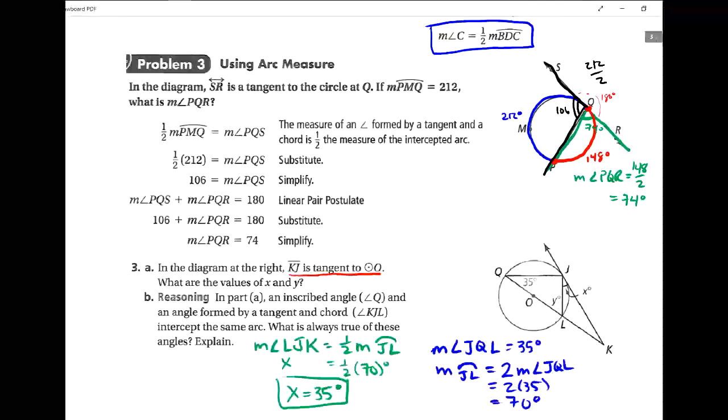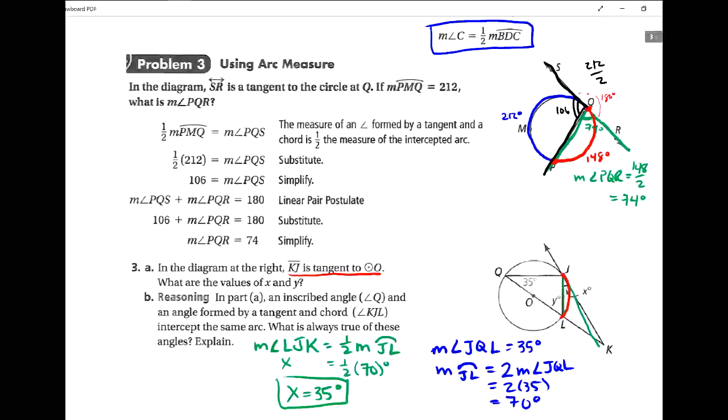All right, this one looked a little difficult until you start pulling it apart piece by piece. I'm going to go through it with you in color here. We want to know the measure of x here. And we are told that KJ is tangent to our circle right there. And we are interested in the measure of angle LJK. Well, I have a tangent and a chord, so I know that it is going to be 1/2 of the measure of my arc JL.